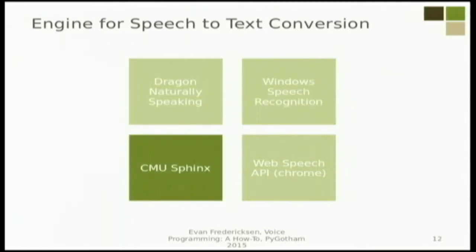CMU Sphinx is open source, developed at Carnegie Mellon. Unfortunately, it doesn't have the financial backing of any multi-billion-dollar companies, and it shows in terms of accuracy and ease of configuration. Finally, a bit of a novelty, there's the Web Speech API, which is currently only implemented in Google Chrome.